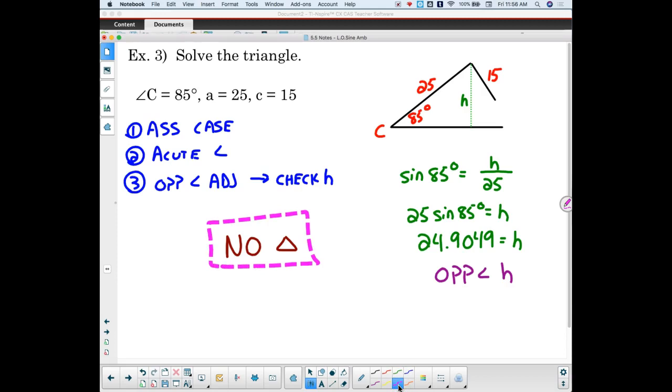It would just swing here. Because if it was 24.9, there would be one triangle. If it would be bigger than 24.9, then there would be two triangles. But it doesn't make it down to be there.